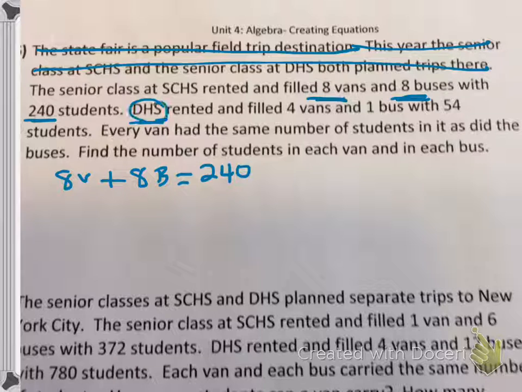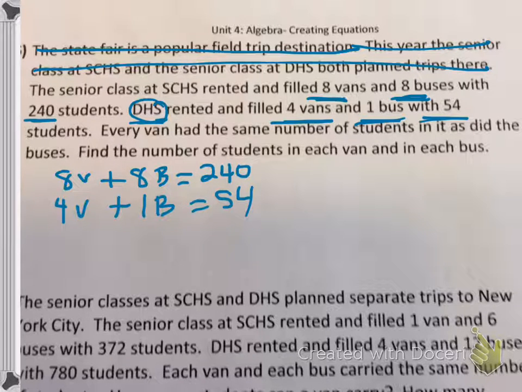I'm going to do the same thing with the next part that it's talking about. This time it says Desert Hills or Dixie, whichever school this one really is, has 4 vans and 1 bus, which is 54 people. So 4 vans plus 1 bus equals 54 people. Now we have a system of equations that we can solve. So it's set up for elimination the way we wrote our equation, so I'd like to solve it that way.